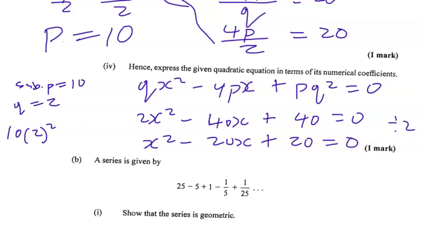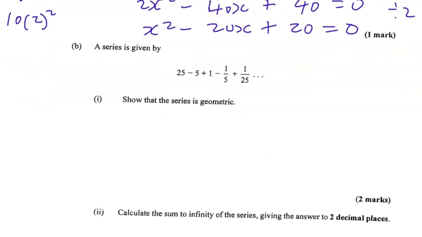Part B, show that the series is geometric. Now remember, a geometric series normally has its first term as a, then ar, then ar squared, and so on.